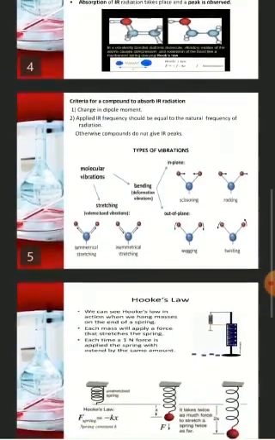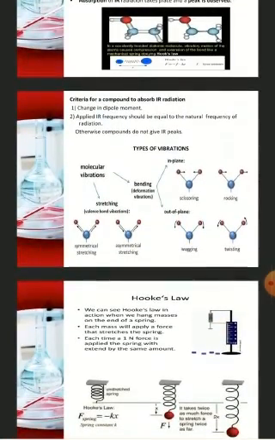Second type, bending vibration, in which first is in plane bending. In these vibrations, there is a change in bond angle. Bending of bonds takes place within the same plane. Second type of bending vibration, scissoring, in which bond angle decreases. And third type of bending vibration is rocking, in which bond angle is maintained but both bonds move within the plane.